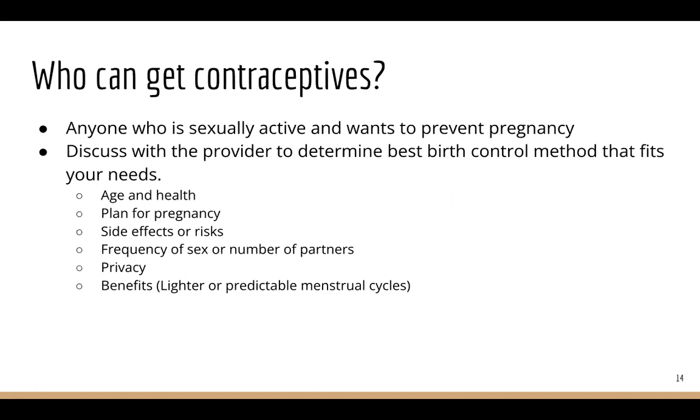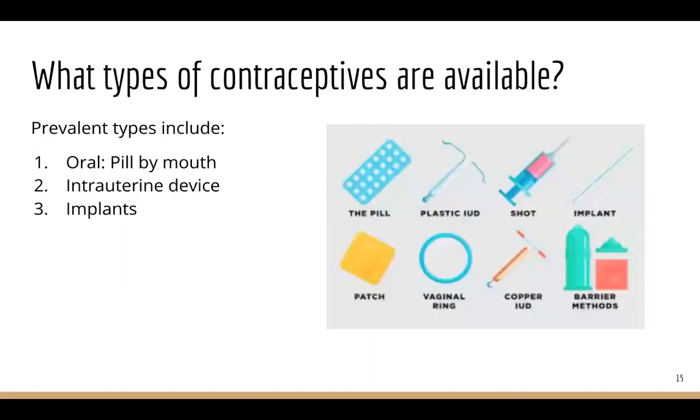So when discussing with the provider to determine the best type of birth control method that fits your needs, it's important to consider age and health, plan for pregnancy, side effects or risk, frequency of sex or number of partners, privacy, as well as benefits such as lighter or predictable menstrual cycles. What types of contraceptives are available? Prevalent types include 1, oral by the mouth, 2, intrauterine devices, and 3, implants.